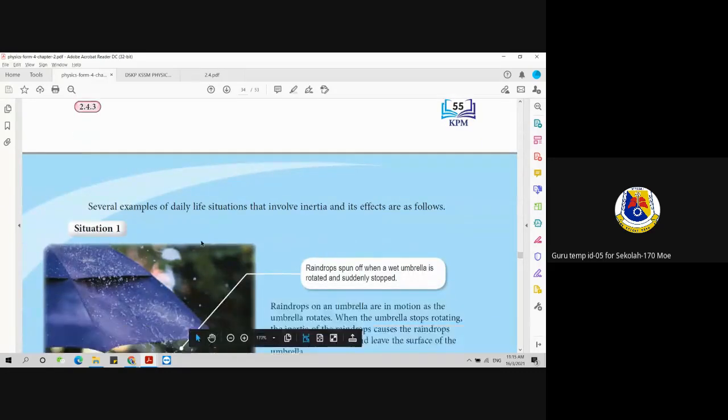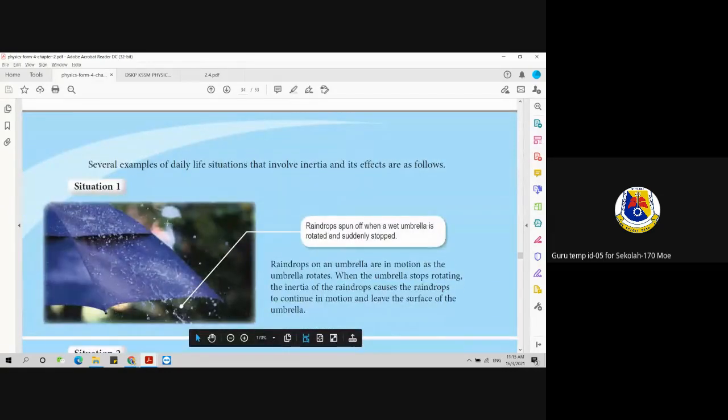Have you rotated your umbrella? I think maybe some of you have. I also did such a thing when I was in secondary school. When it rains, we play with the umbrella and rotate it. So the raindrops at the top of the umbrella will fall down like a flower. The raindrops on the umbrella are in motion as the umbrella rotates.